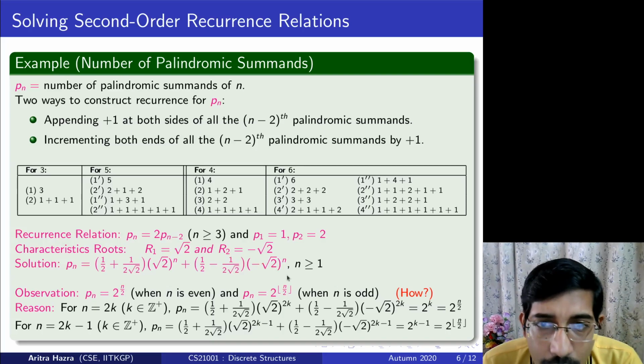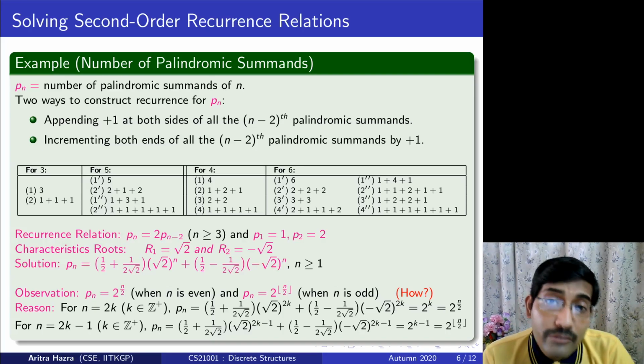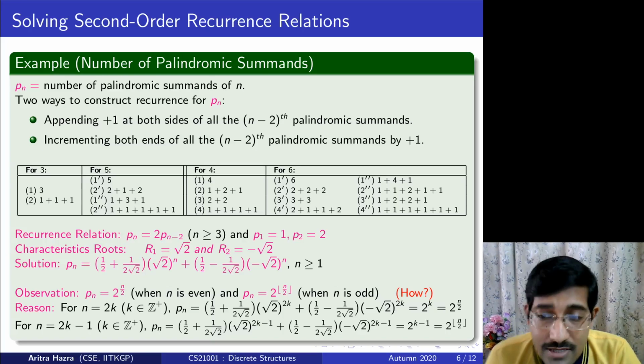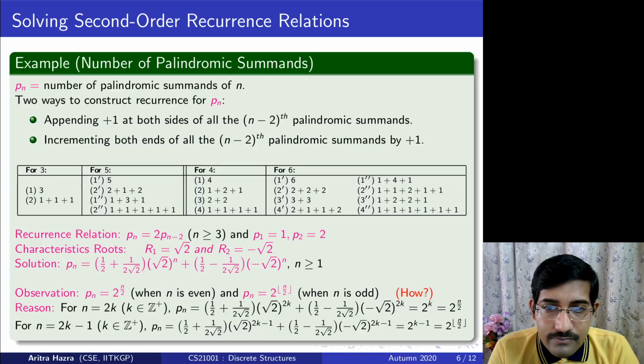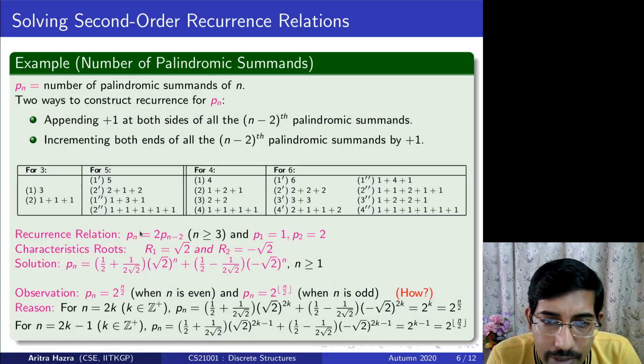See here, how the count is dependent not only on the previous term, but also on the previous-to-previous term. That's why it's a second order recurrence. So one lesson here is that it may not depend on the previous term, but on the previous-to-previous term, which also qualifies it as second order.